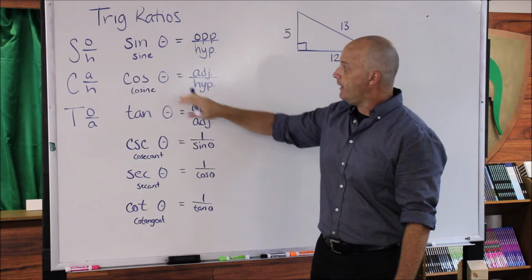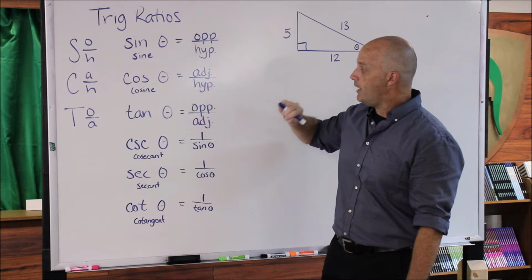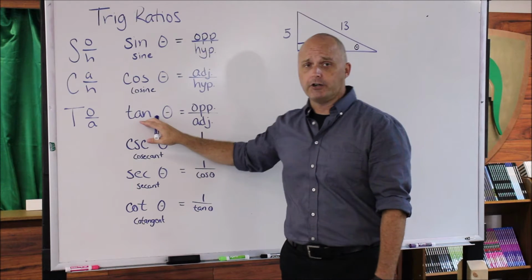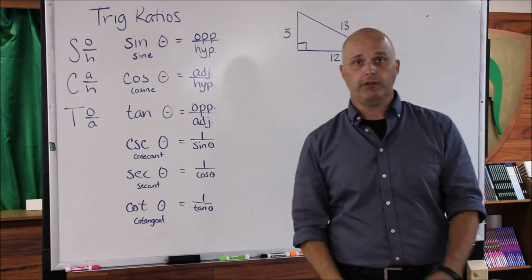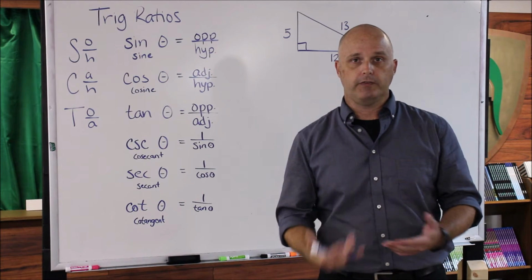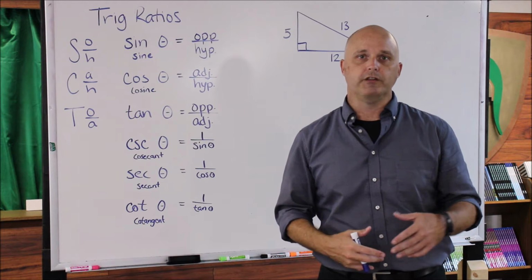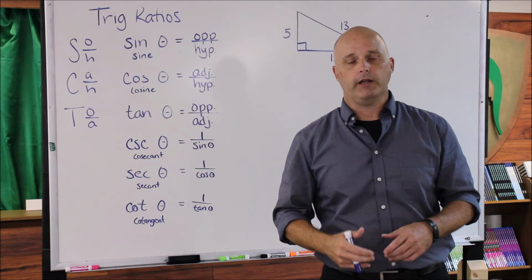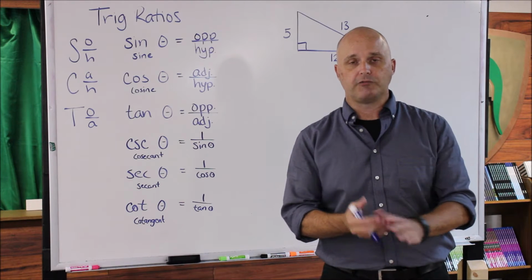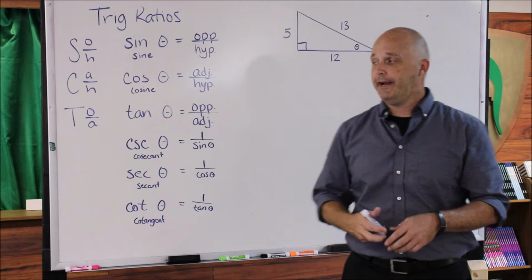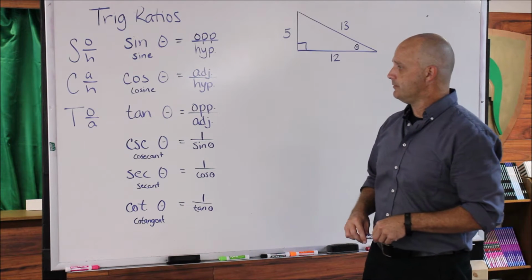Then the cosine of theta is equal to the length of the adjacent side over the length of the hypotenuse. And then finally our tangent was the length of the opposite side over the length of the adjacent side. And remember that you can then put these into your calculator to find the length of the third side, or if we needed to, the angle measure for theta. We'll take a look at how to find angle measures in just a second here.